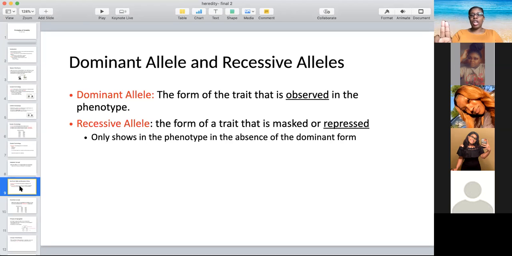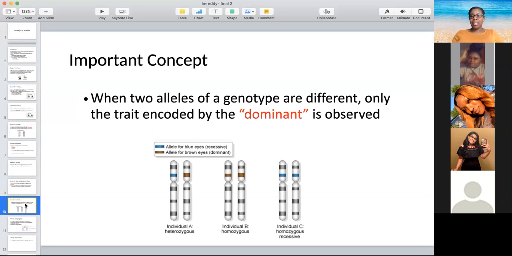That basically means that you're going to have a homozygous pair of recessive alleles. So if we have a trait of interest coded by a recessive allele, the only way that trait is going to be observed in the phenotype is if you have two copies of that recessive allele. Anytime you have a heterozygous pair with dominant and recessive, the feature that you're actually going to see is that of the dominant allele. That's a very important concept. When two alleles of a genotype are different, heterozygous, only the trait encoded by the dominant allele will be observed in the phenotype.